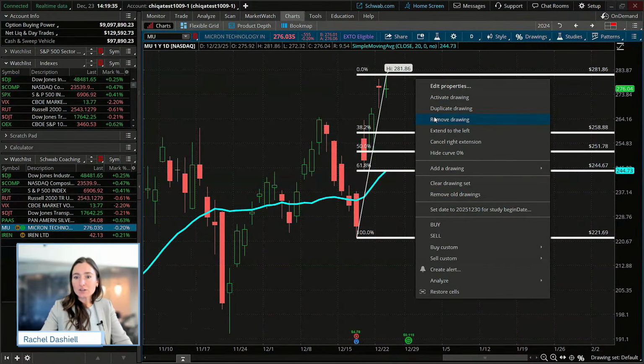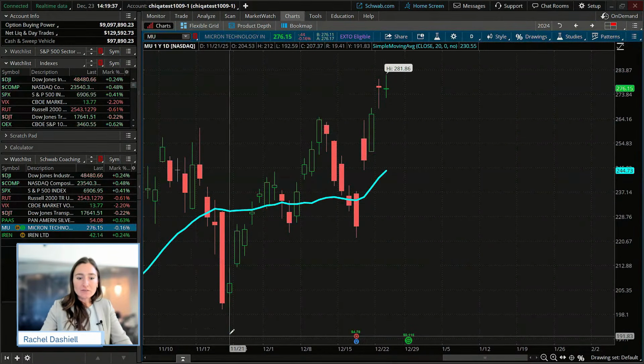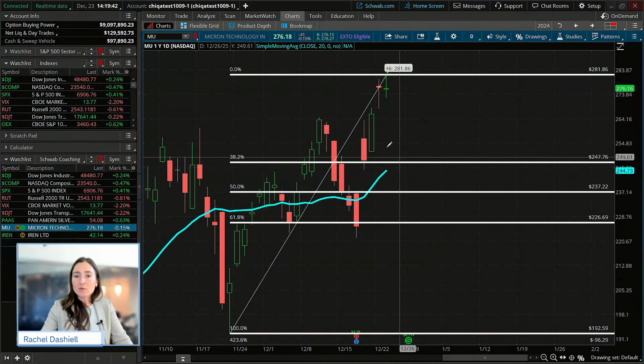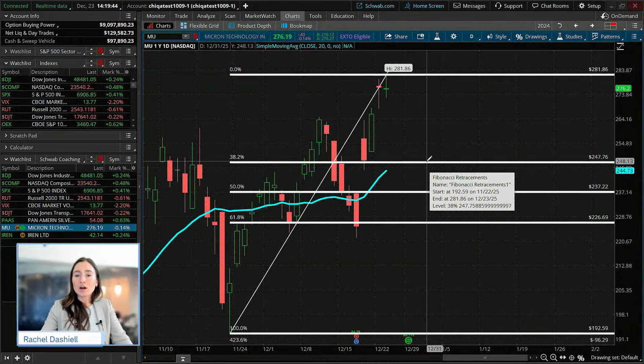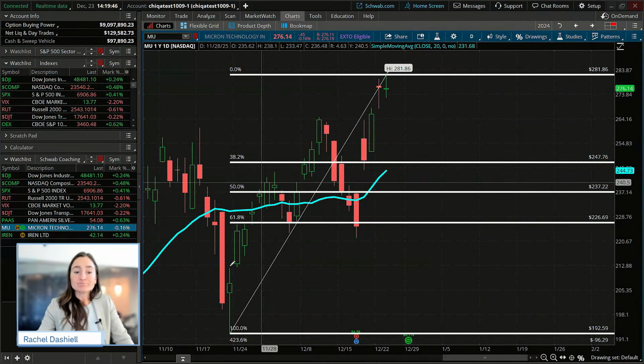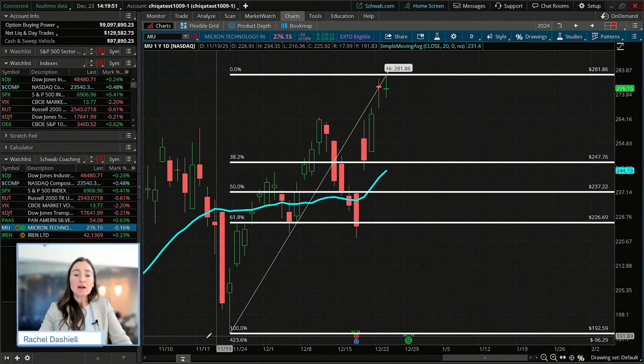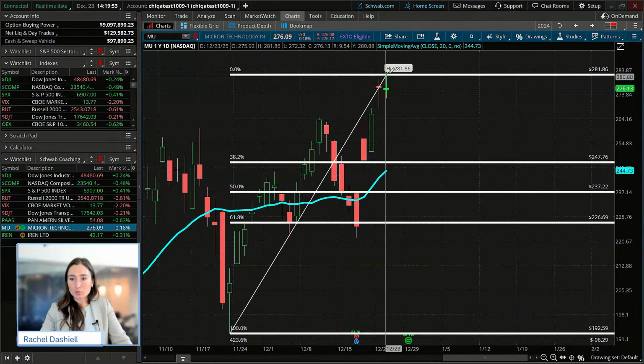Now, if we're looking a little bit longer term, I could even connect these lows to these highs here. And that would give me a bit more of an area in the longer term. If I'm not just a day trader or swing trader, I may be looking at a longer term level here.